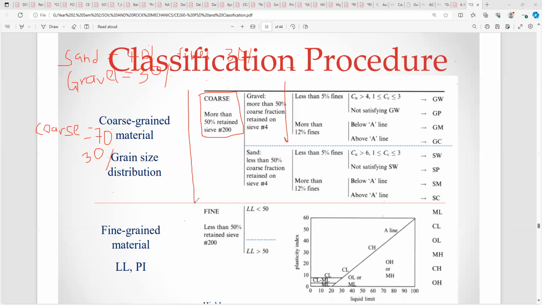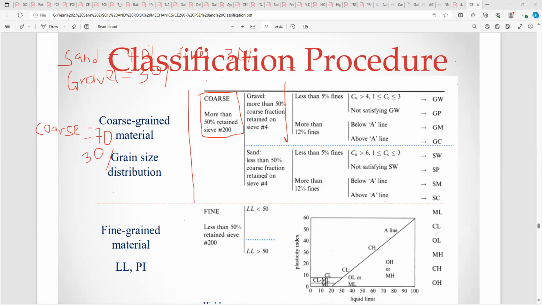It is saying that if we have more gravel, we should choose the top one. If you have more sand, you should choose the down one, which is the sand. There is a lot of English here, let me just explain. So: more than 50% coarse fraction retained on sieve number 4.